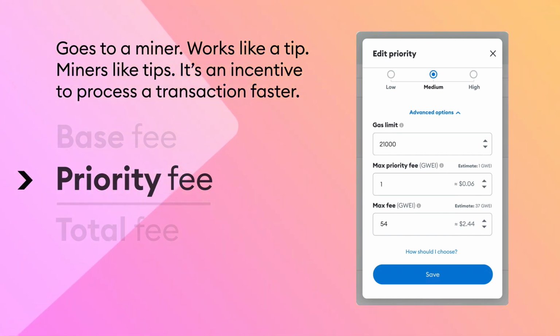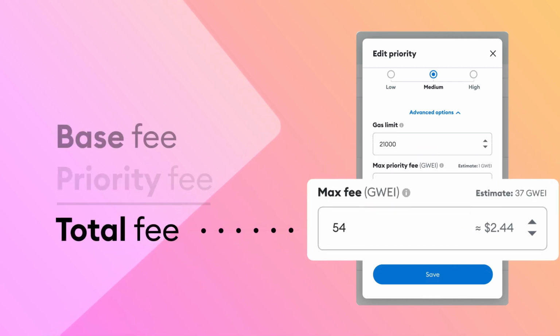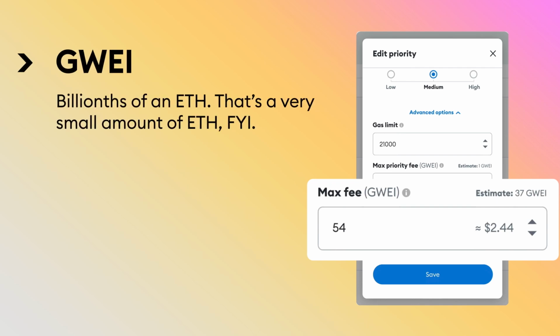In the MetaMask UI, the priority fee is the maximum tip you'd like to give to a miner. The max fee includes both the base fee and the priority fee together. Basically, it's the total maximum you'd be willing to pay. The units you see are in GWEI, billionths of an ETH, which pay for each computational gas unit that is consumed during your transaction. What about gas limit?